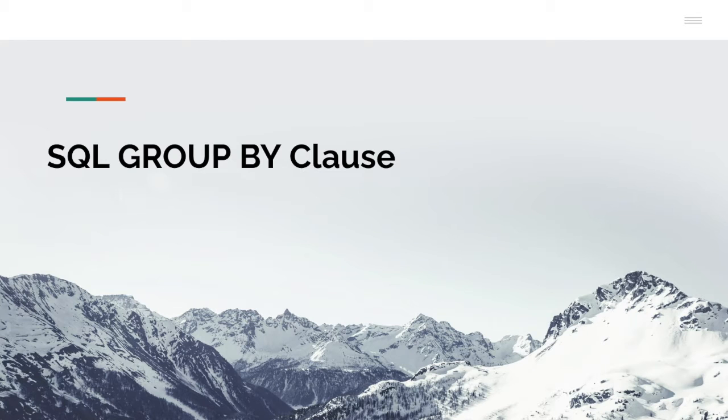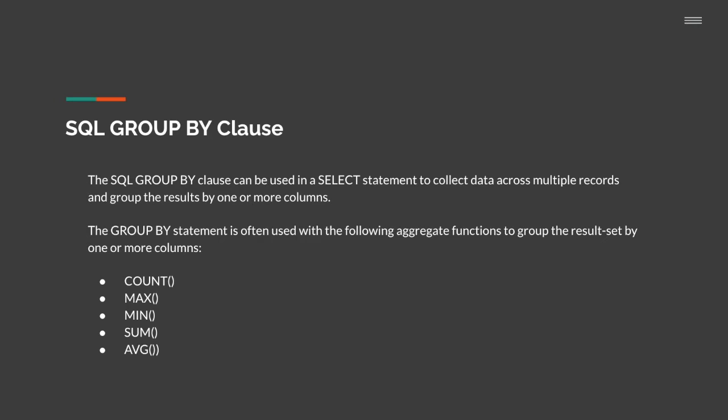Let's take a look at how the group by clause works in SQL. The group by clause can be used in a select statement to collect data across multiple records and group those results by one or more columns. Now, it's often used with the following aggregate functions.